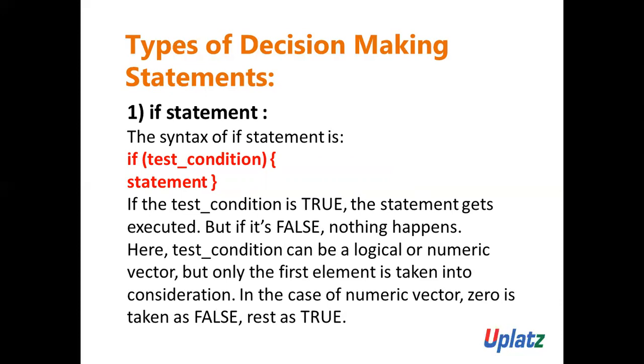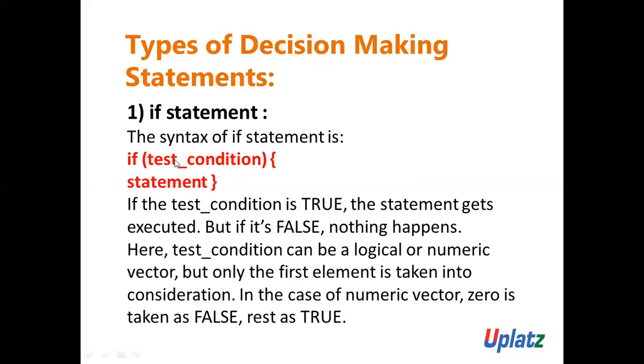Inside the curly braces, you can put the statements that you want to be executed if the condition is evaluated to be true. If the test condition you are putting here is true, the statements get executed. For example, if you put 10 is greater than 5, is it true? Yes, it's obviously true. So in that situation, the statements you write here are going to be executed. But if it is false, nothing is going to happen.